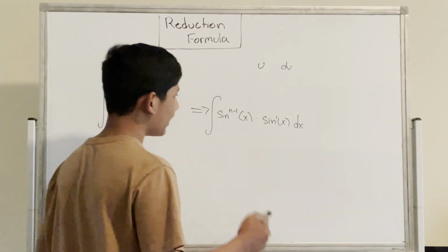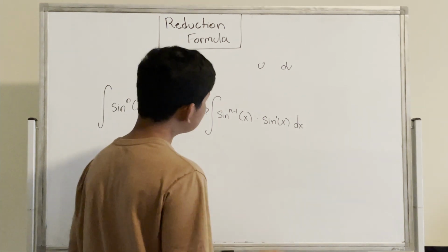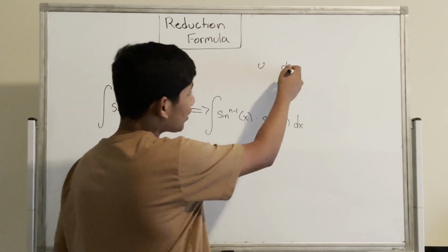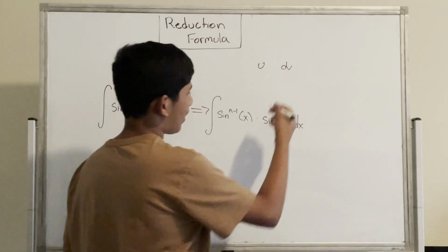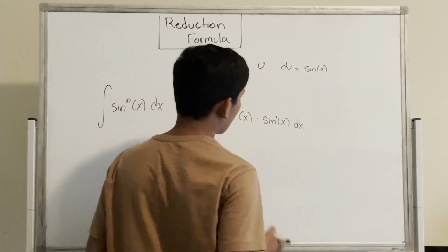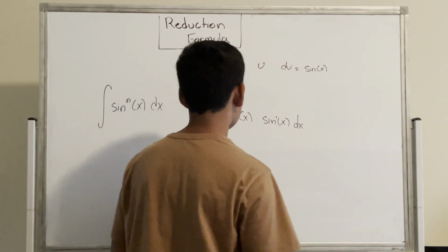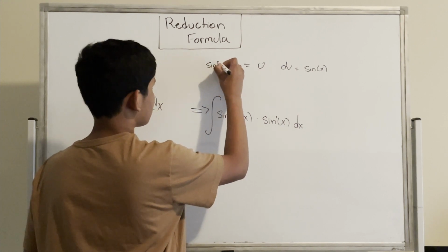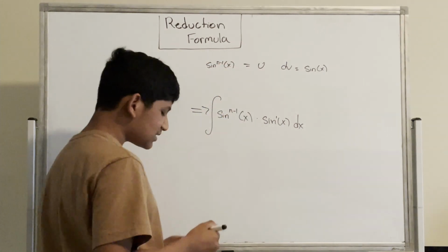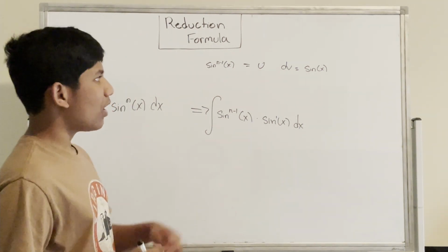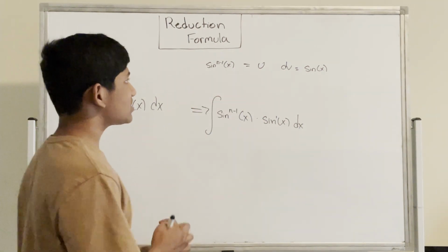So essentially, we pick our dv to be something that we can integrate, because we want to turn the dv into a v. Well, that's just going to be sine x. We're going to pick our dv to be sine x. Well, u has to be sine n minus 1 of x, because differentiation essentially decreases the power, and that's what we want. Okay, now that we've decided that, let's find our du.